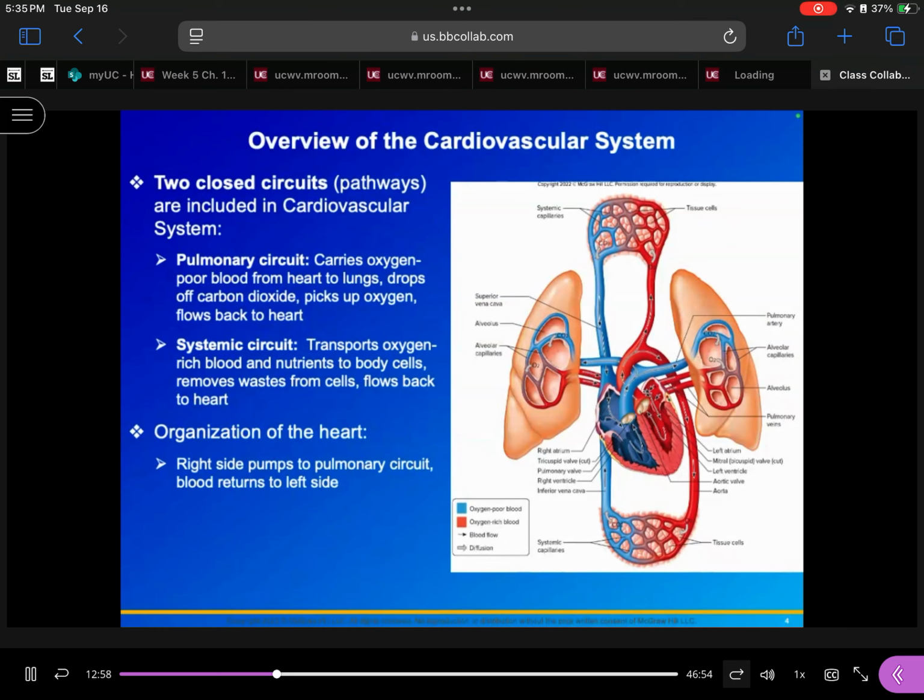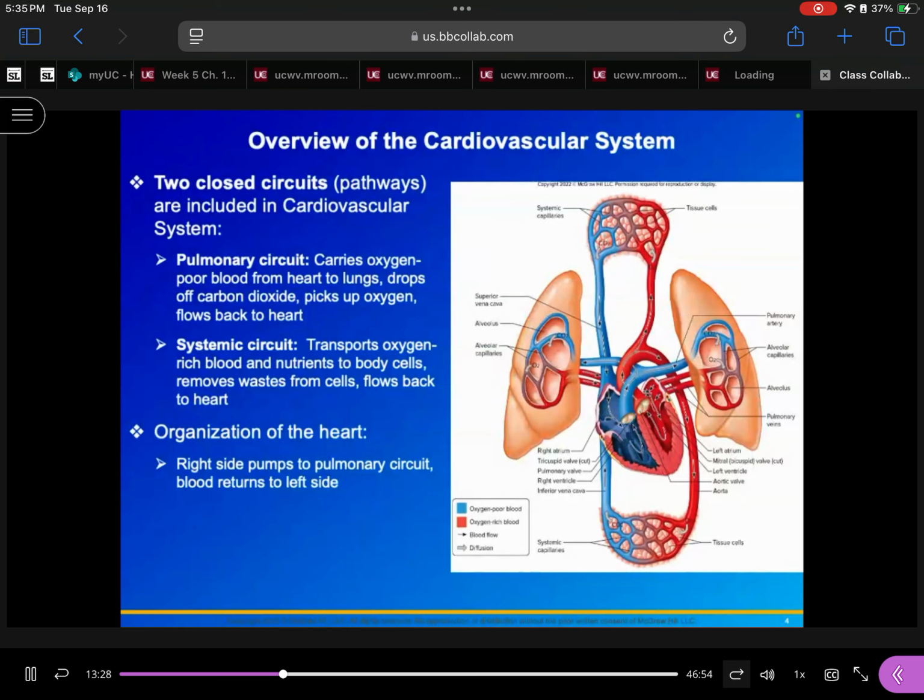All right, so the right side is going to pump to our pulmonary circuit. So if you think about it, this is a person in an anatomical position looking at you, right? So what side is this right here? That is the right side. So the right side of the heart, we're going up through the pulmonary trunk into the pulmonary arteries. So the right side is pumping to the lungs. The left side is going to be over here.